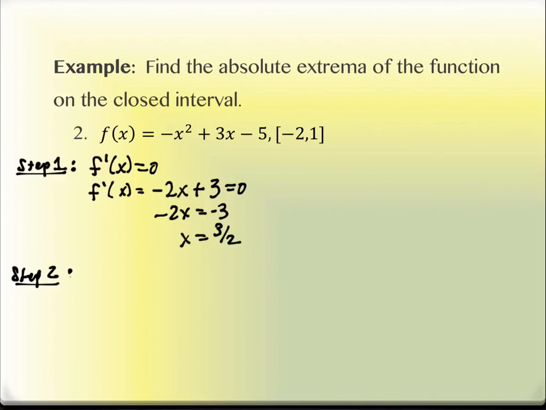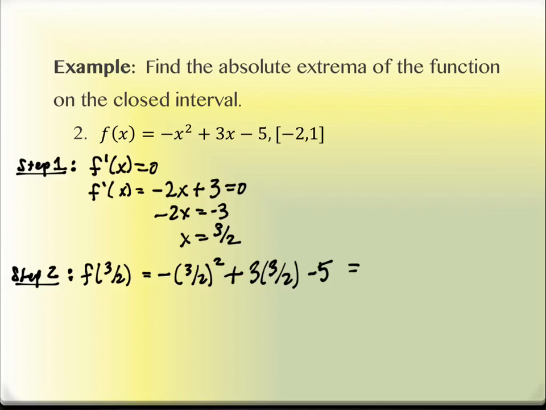Step 2 means evaluating at that point. So I'm going to find f of 3/2. Not f prime. I know f prime of 3/2 is 0, but f of 3/2, the original function. So I have negative 3/2 squared plus 3 times 3/2, and then minus 5. You can do decimals, you can do fractions, I don't really care. Grab a calculator if you want to or need to. I need to know what this y value is. You can do it by hand if you want to.